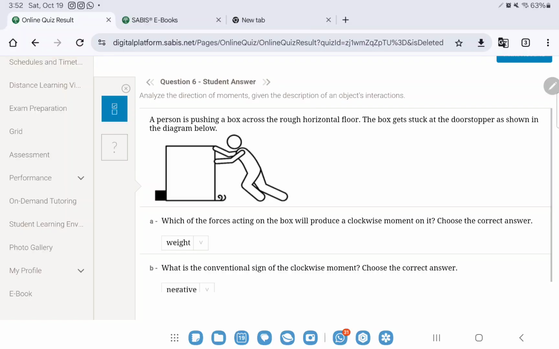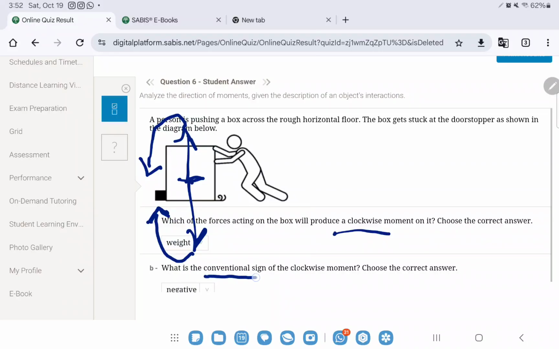Okay, so which of the forces acting on this box will produce a clockwise moment on it? Since this force is going up, it's not going to make anything clockwise, since this is the normal reaction, by the way, and this is the fulcrum. But then you have the weight. The weight, when it goes around the fulcrum, is going to go clockwise. So if it's clockwise, it's negative. Clockwise, and the conventional sign, which means the agreed upon sign, is negative. That's it for this question. It's really easy.